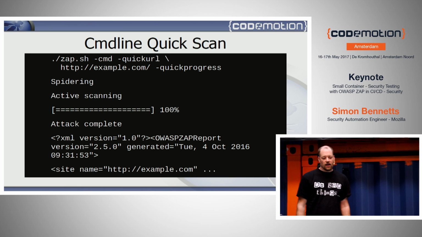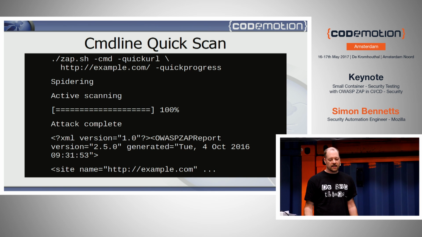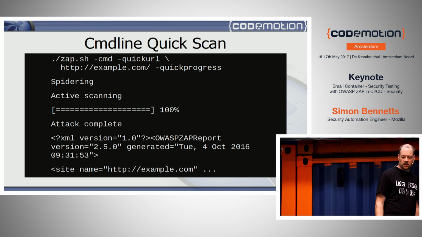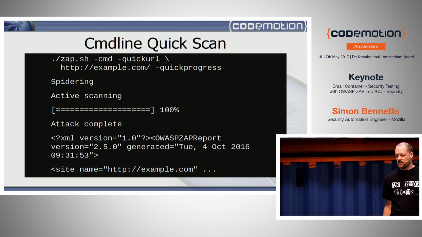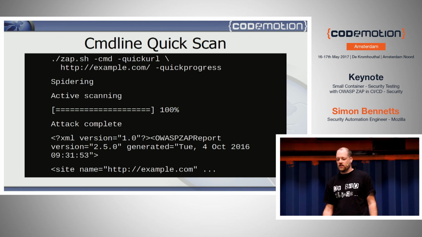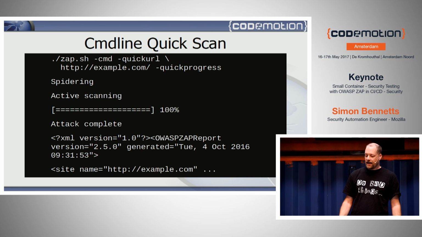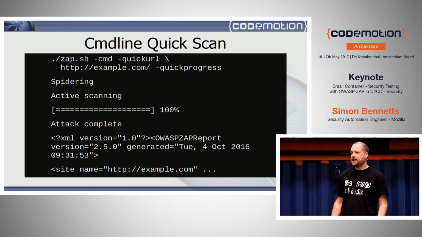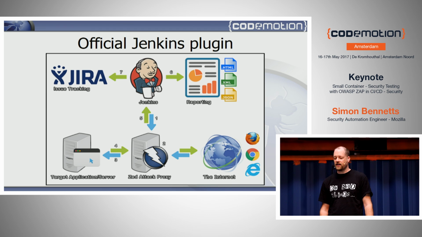I'm not going to demo the quick scan, but you can invoke ZAP. We've got the shell for Linux and command for Windows, so you can just invoke it with the URL, and it will show you the spider and the active scan, and that's nice and straightforward. But again, that won't handle the authentication or anything like that.